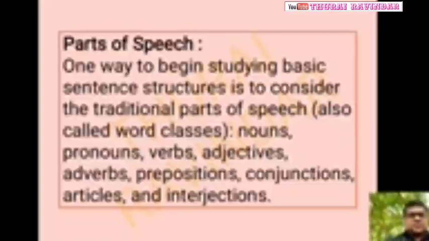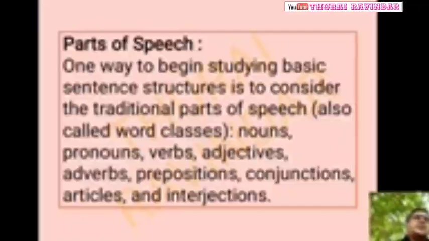And verbs. Verbs are also there. What are the verbs? Verb 1, verb 2, verb 3. Eat, ate, eaten. Drink, drank, drunk. Play, played, played. Write, wrote, written. Jump, jumped, jumped. These kinds of words are called verbs.